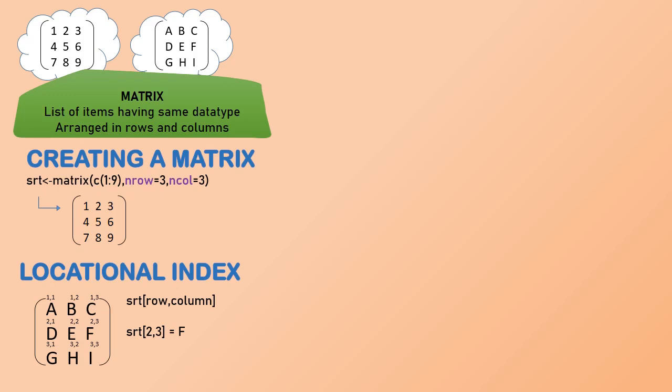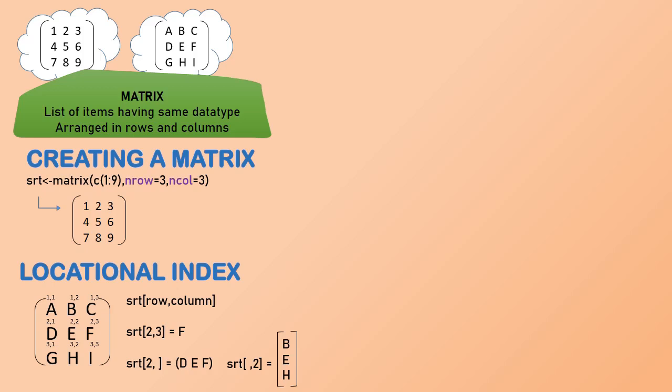If you want to select the entire row, then leave the space for column empty, such as SRT 2, empty space, and it will give the second row D, E, F. Similarly, to select a particular column, leave the space for row empty, such as SRT empty space 2, and it will give the second column B, E, H.